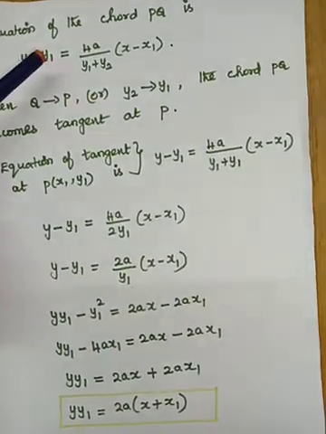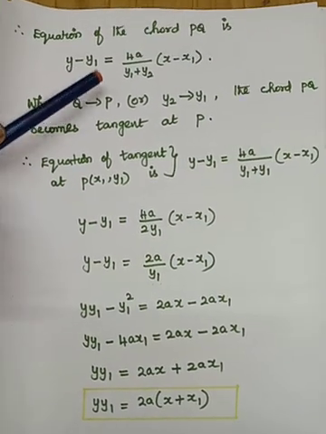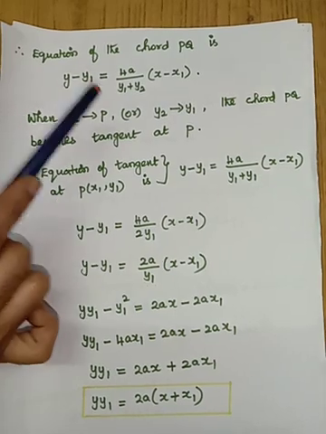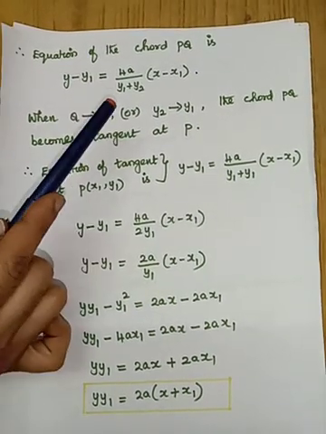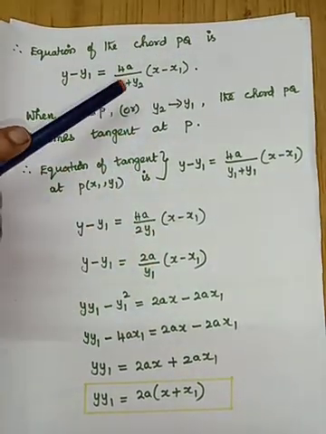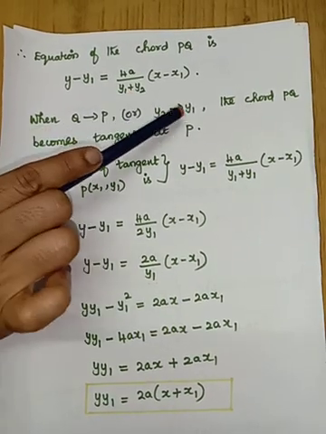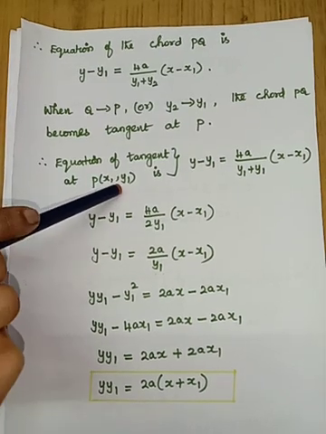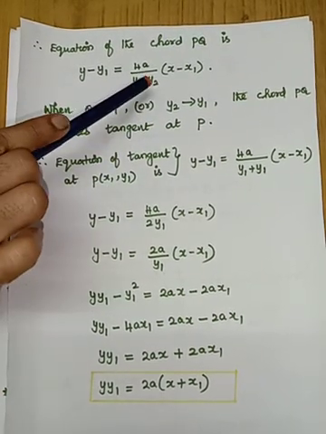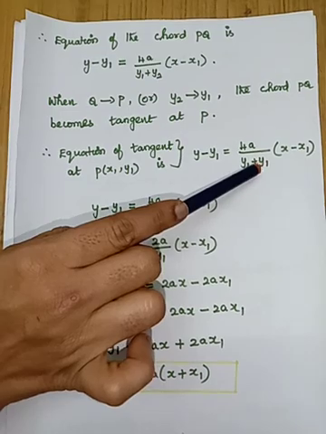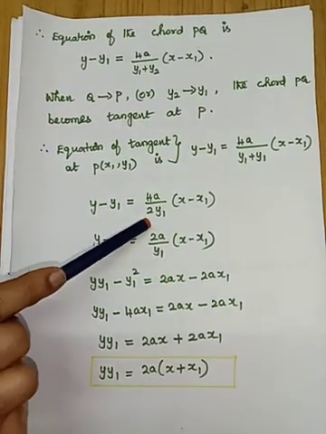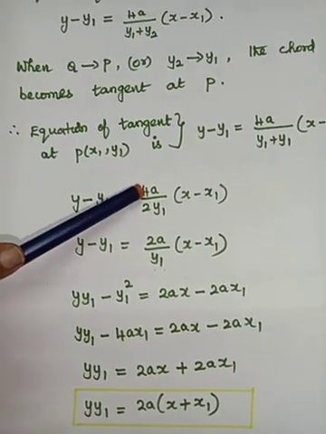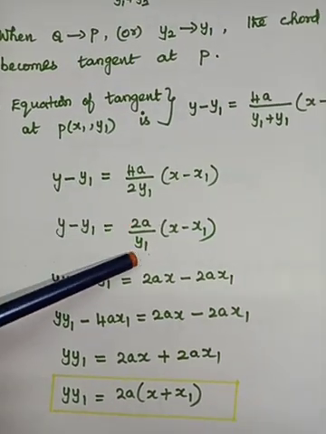So you take the equation of the chord PQ. In that you have to substitute x2 as x1 and y2 as y1. Here there is no x2, so you have to substitute y2 as y1. Then it will become the tangent at P of x1 comma y1. While substituting y2 as y1, here you are having 2y1. So this 2 and 4 get cancelled, so you are having 2a by y1.